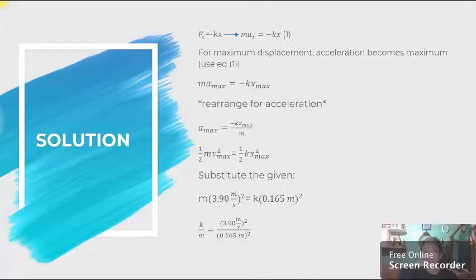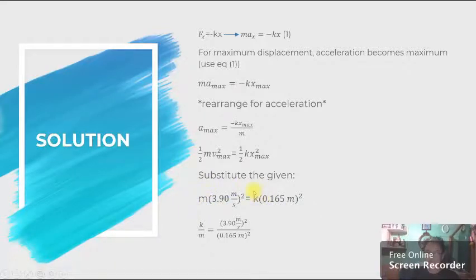Since the force is conservative in nature, the mechanical energy is conserved. Therefore, at maximum displacement, the energy is in the form of potential energy, and at maximum speed, v max, the energy is in the form of kinetic energy. Take note that both energies are equal. So we're going to use this equation: 1/2 m v max squared is equal to 1/2 k x max squared. We're going to substitute the given, but we still don't have the m, and we still don't have the k.